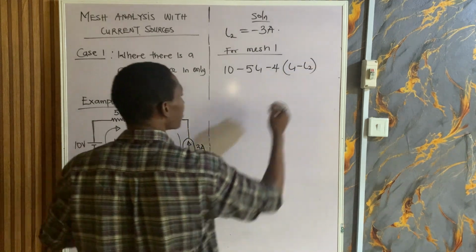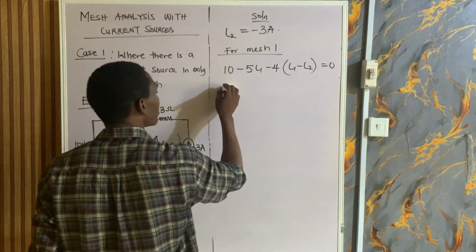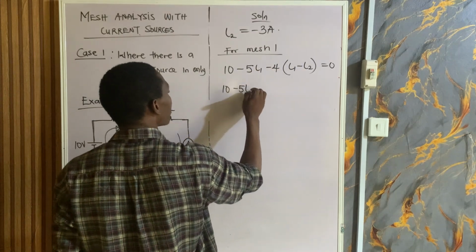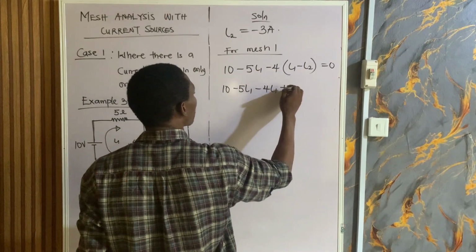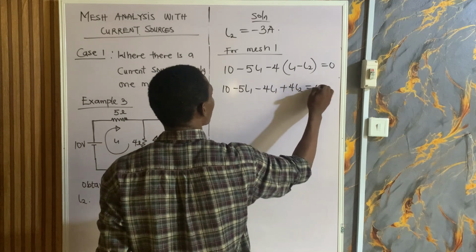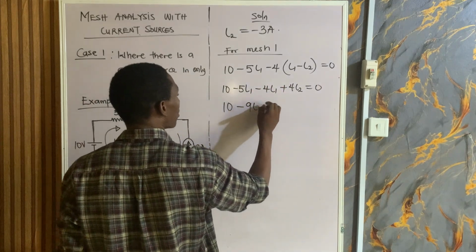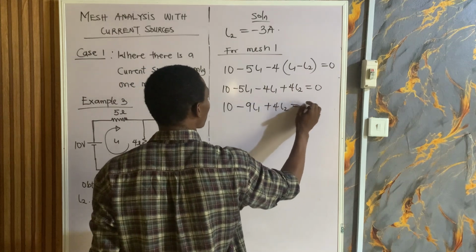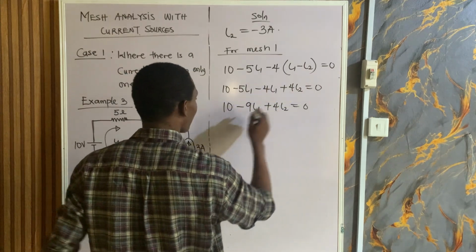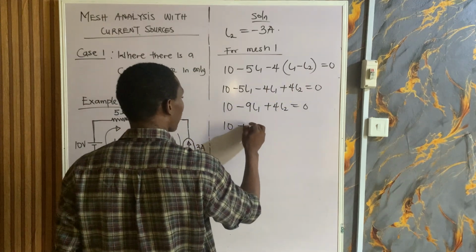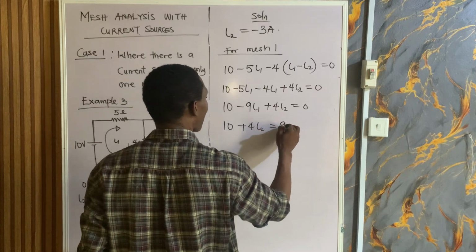Nothing else to read in this mesh, equal to 0. So simplifying, 10 minus 5i1 minus 4i1 plus 4i2 is equal to 0. So this will give us 10 minus 9i1 plus 4i2 is equal to 0. So bringing this one to this side will give us 10 plus 4i2 is equal to 9i1.